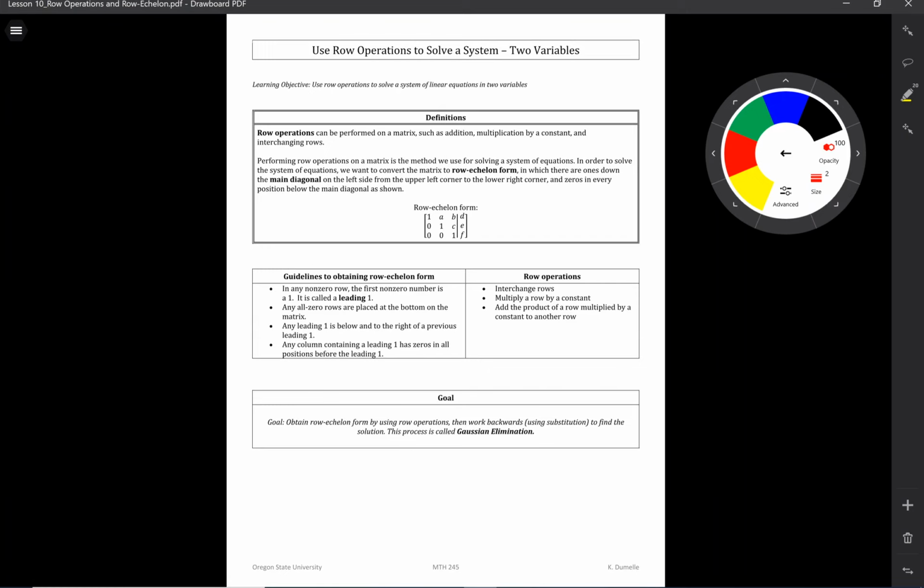a system of equations. Can you hear my dog in the background? She's saying hello.